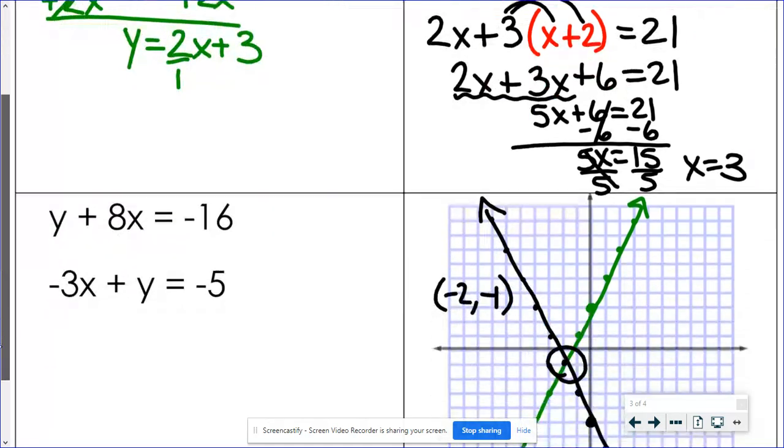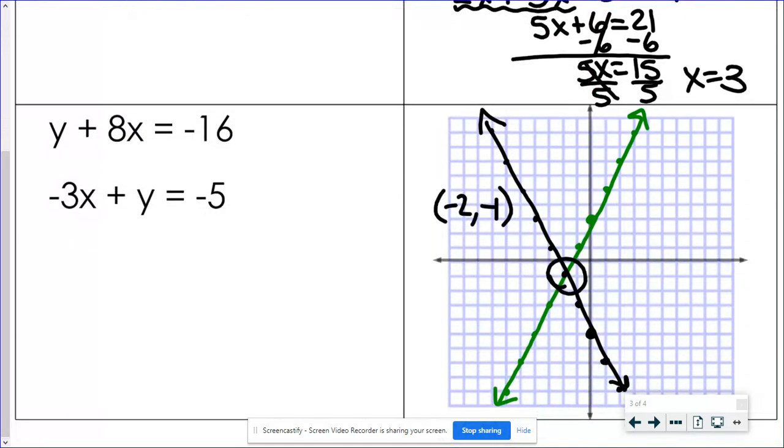For this last problem, if I want to do elimination, the first issue that I have is that I don't have everything all lined up. The bottom equation is kind of what we usually expect to see with the x version and the y. So let's just flip-flop these two things. I'm going to squeeze it in between here. So I would have a positive 8x plus y equals -16. Now, everything's lined up, and my y's matched exactly.